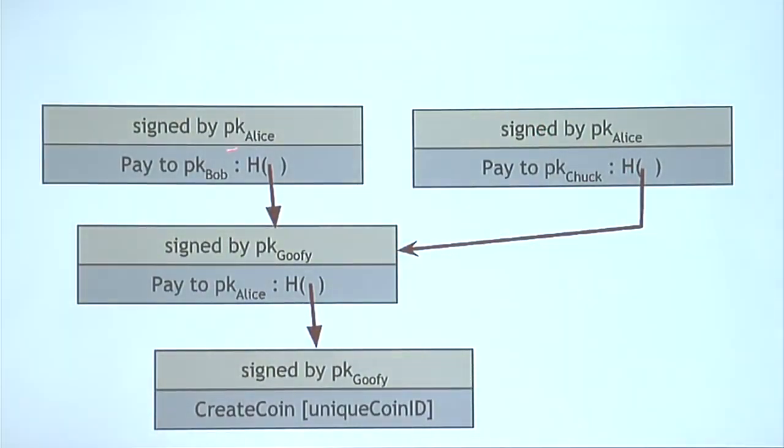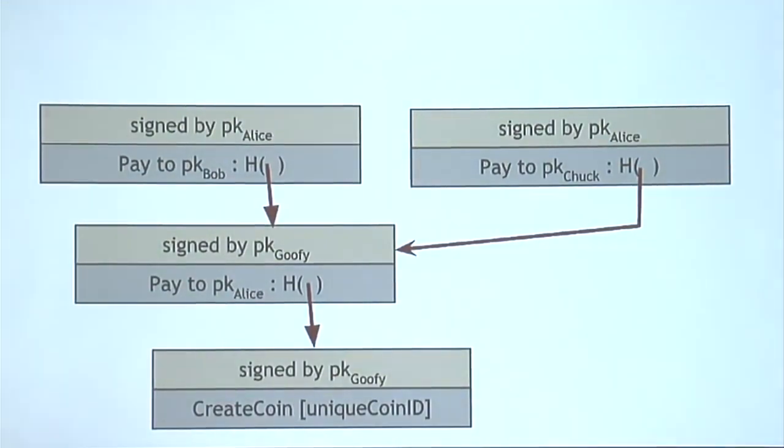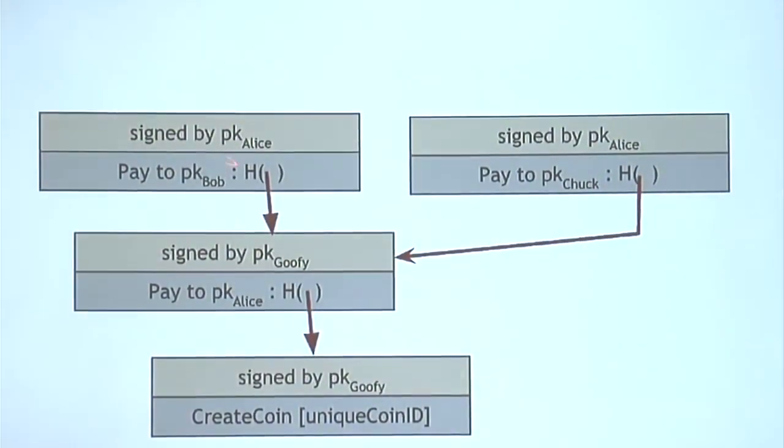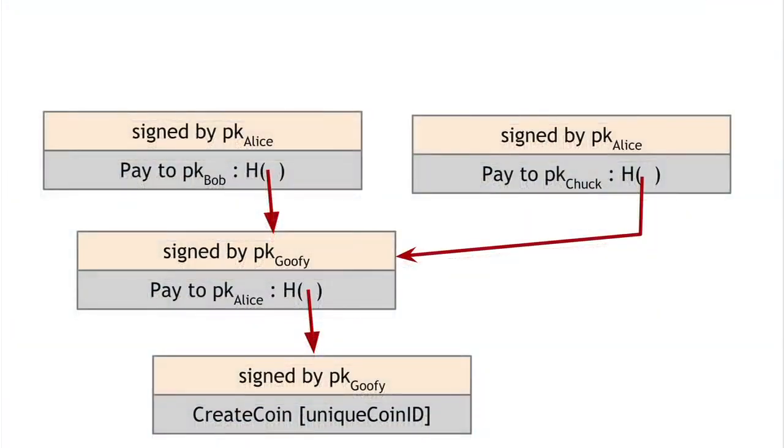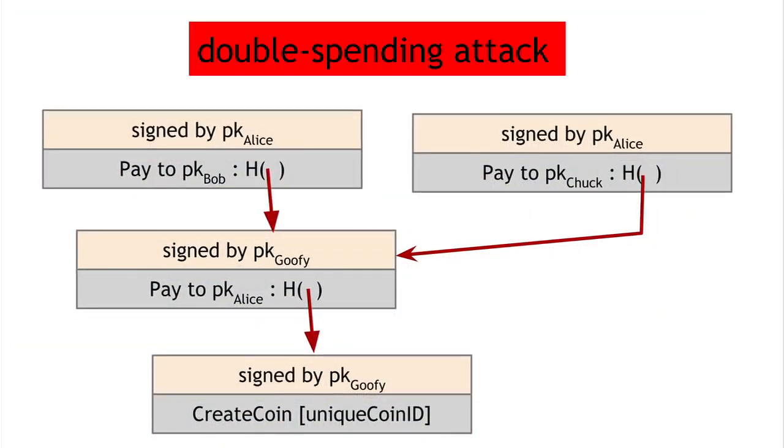Now, if Chuck doesn't know about this thing up in the upper left, this data structure, let's say Alice just gave that to Bob and didn't tell Chuck. Now, Chuck will look at this and he'll think that this is perfectly valid, and now he's the owner of the coin. Chuck has a valid-looking claim to be the owner of this coin, and Bob has an equally valid-looking claim to be an owner of this coin, and that's a problem because coins are not supposed to work that way. This is called a double spending attack. It's called double spending because Alice is spending the same coin twice.